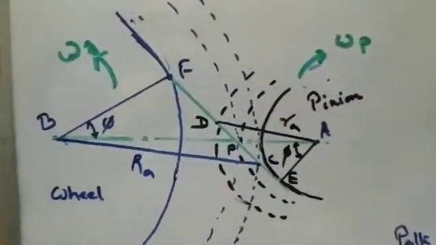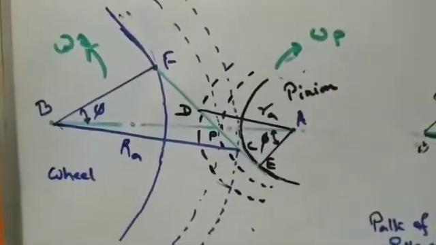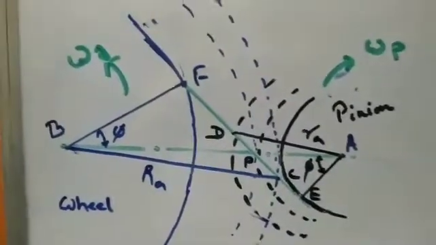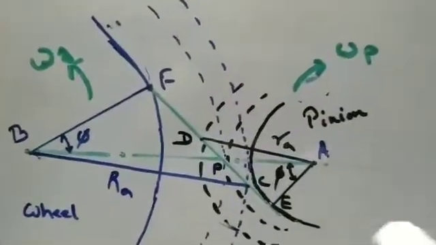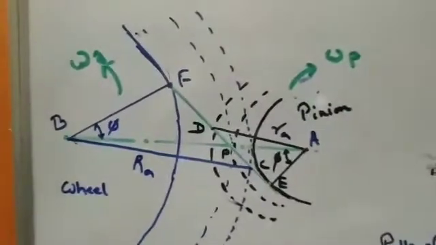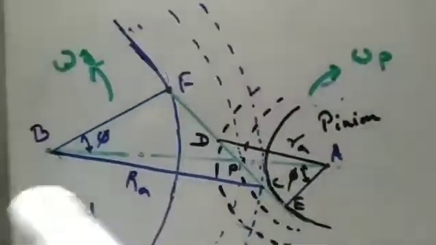Now we could see that the pinion is the drive unit. The pinion is driving the wheel. So the pinion is providing the main power to drive the wheel.